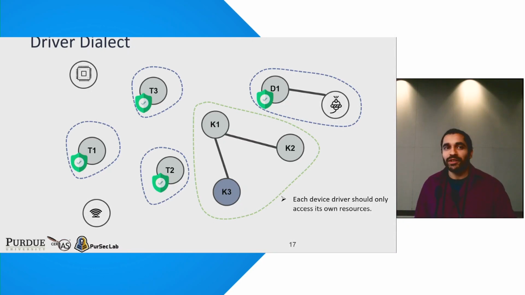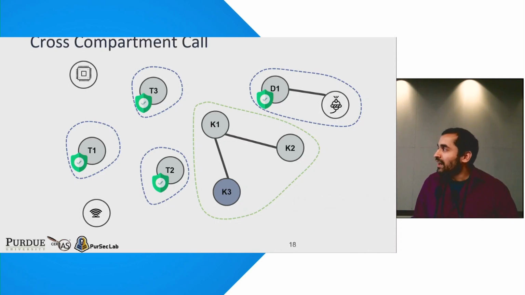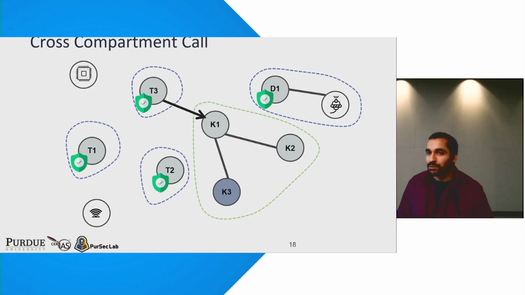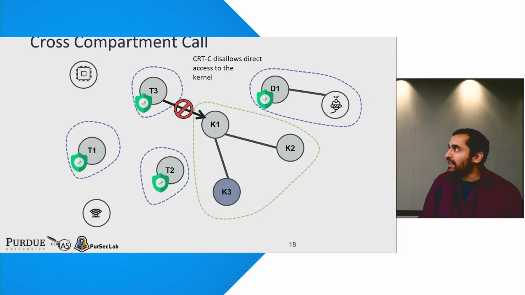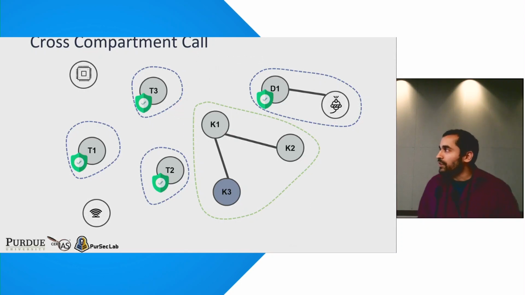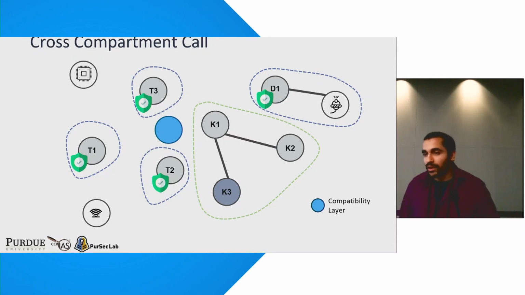But that's not a real firmware. Because if anyone has worked with any firmware, they know there should be a lot of interaction between these compartments. So right now, if you try to do any cross-compartment access, because of our analysis and different type systems in our system, it will just disallow the direct access. So to allow cross-compartment interaction, we provide something called a compatibility layer.